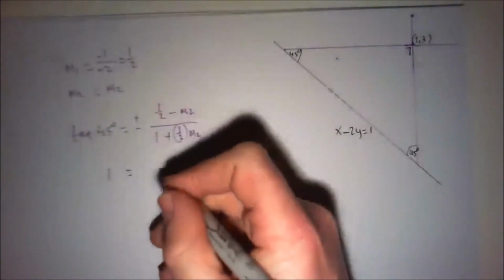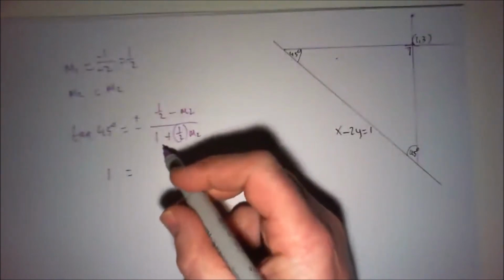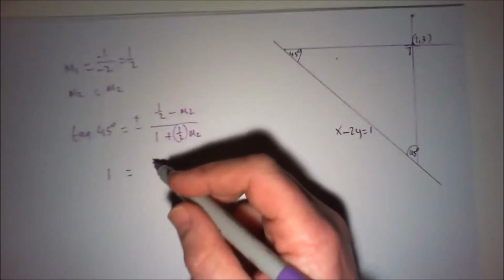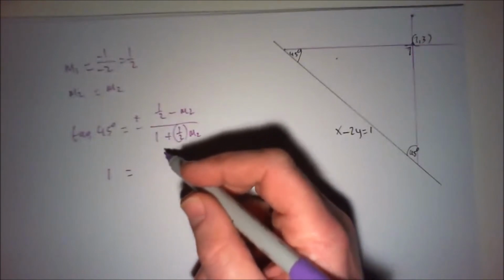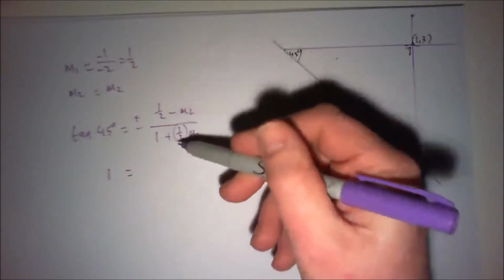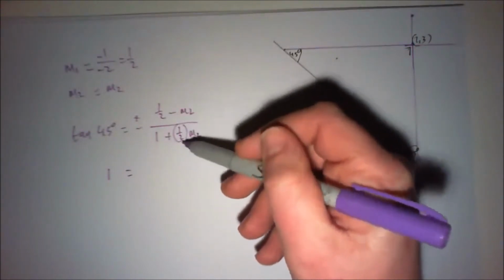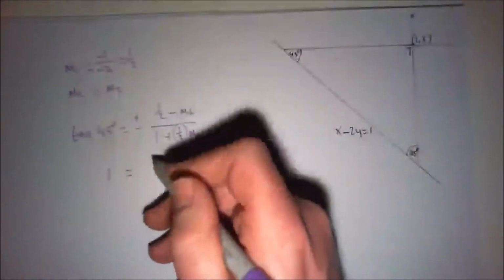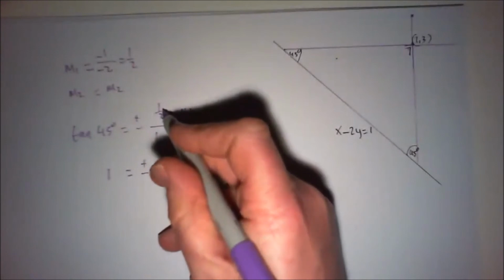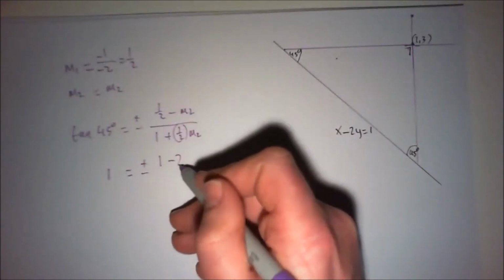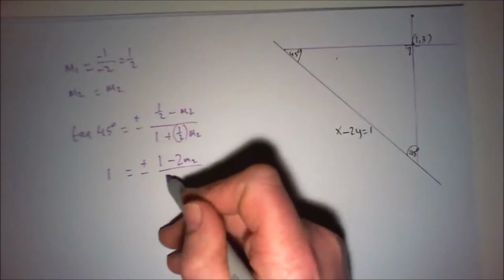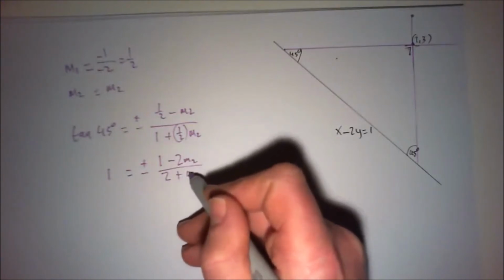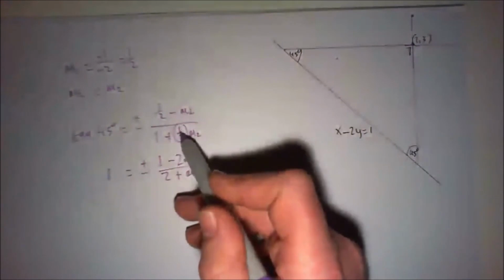Let's work it out. We know what the tan of 45 is. It's 1. So 1 is going to be equal to, I have a half top and bottom, so I can multiply both sides by 2, can't I? Or I can multiply top and bottom here by 2 and not affect it, it's the same thing. So I'm going to just do that. Plus or minus, 2 times a half is 1, minus 2m2 over 2 plus m2. Because a half times 2 is 1 and 1m2.